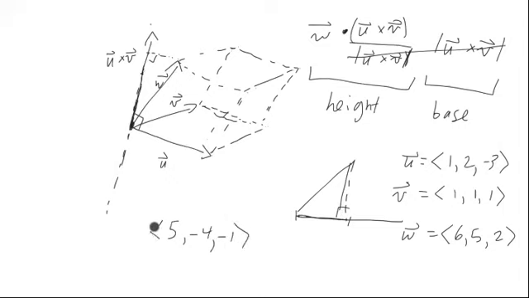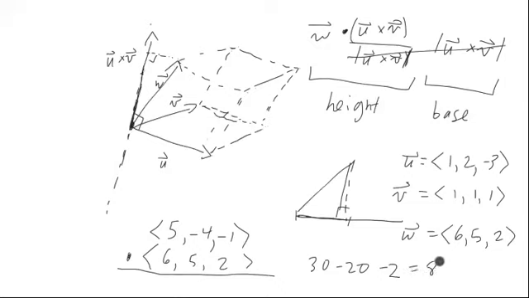So this is the cross product of U and V, and then we just dot it with W: 6, 5, 2. And let's take a dot product right there. And so we're going to end up getting 30 minus 20 minus 2. So it looks like 8. So the volume of this parallelepiped is 8.